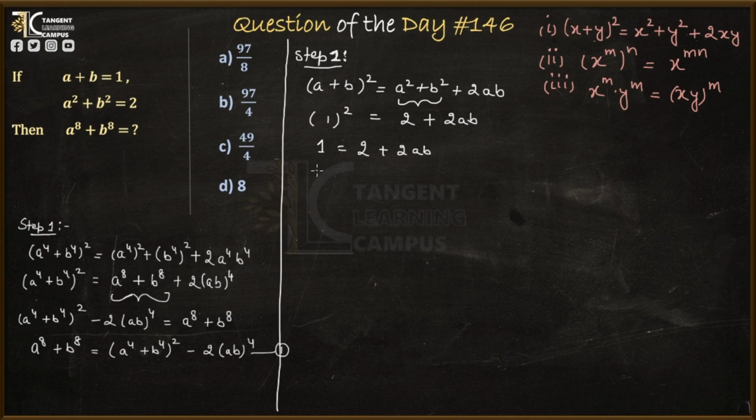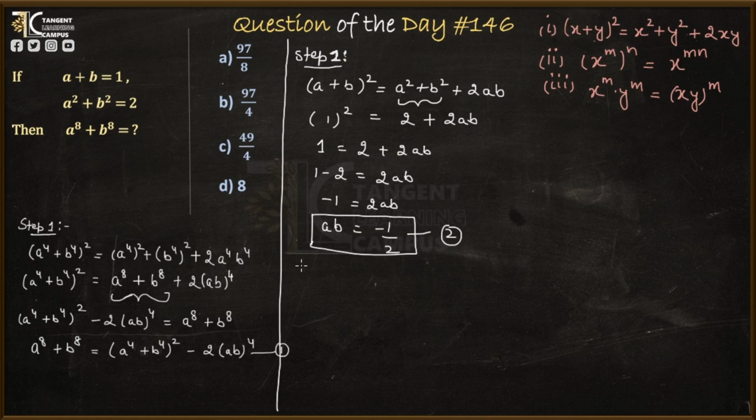And from here we can write down 1 minus 2 is equal to 2ab. So now we have the value of 2 times ab is equal to minus 1. So from here we can find out the value of ab as minus 1 over 2. So now we have the value of ab. So let us mark this as equation 2.